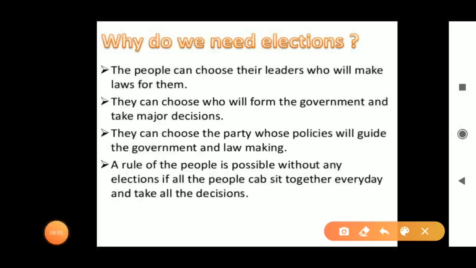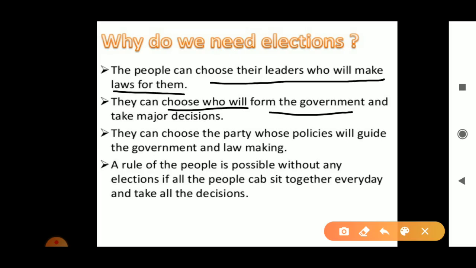So they are choosing the leader who is going to make law for them. That is the first thing. Then second thing, they will be choosing a government that can make decisions. So whatever law has to be made will be done by the representative who is sent from here, or the implementation of a law can be brought through the suggestion and acceptance of this chosen leader.